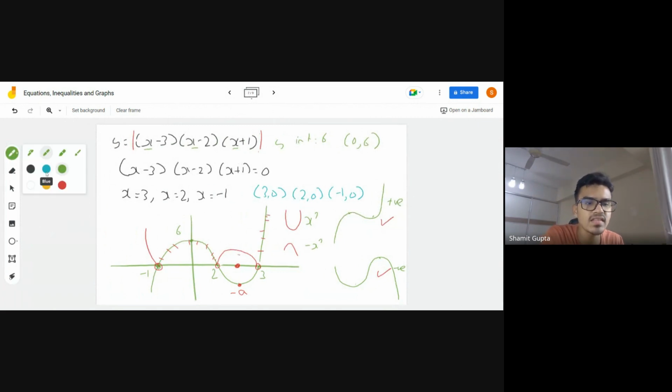Y equals k is a horizontal line. So it could be something like this, something like this, something like this. They want it to have 3 solutions, and I'm talking about the modulus graph only. So let's erase this part. Y equals k has 3 solutions, which means when I draw a horizontal line, it should have 3 intersections with this graph.